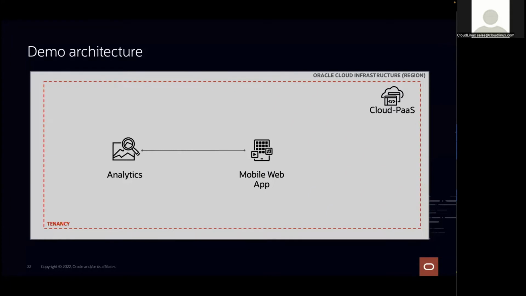This is the architecture for today's demo. We need two components to build a custom mobile application with geospatial visualization. One is an analytics component, and another is a mobile web application. The analytics component is Oracle Analytics Cloud, and the mobile web application development platform is OCI Visual Builder. Both of these components are Oracle OCI parts.